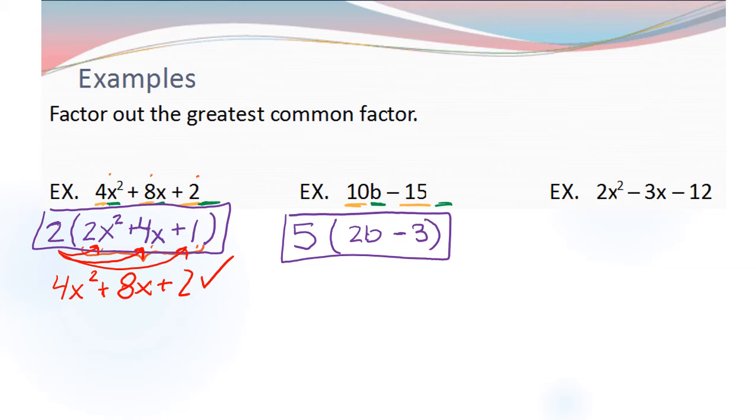Remember, you could just do a quick mental check. Okay, 5 times 2b is 10b. 5 times minus 3 is minus 15, so you're golden. That's it.